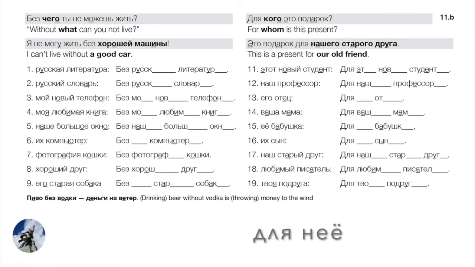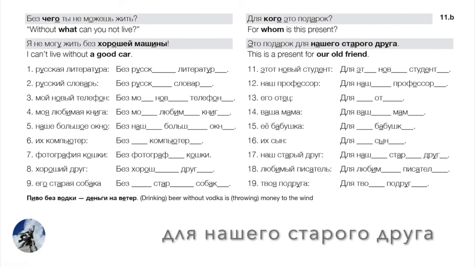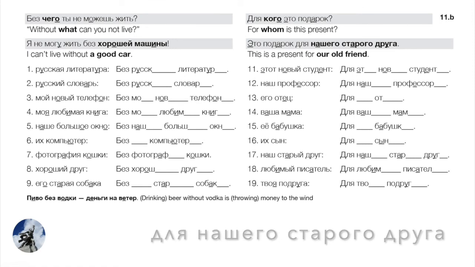Okay, 16, again, их, their, that's not going to change. Это подарок для их сына, for their son. Это подарок для, for our old friend, для нашего старого друга, masculine. Number 18, this is a present for our favorite writer. Okay, remember, писатель is soft. See the soft sign there. So we've got to continue to mark it as soft. Это подарок для любимого писателя.